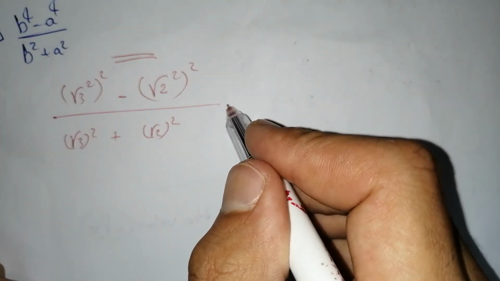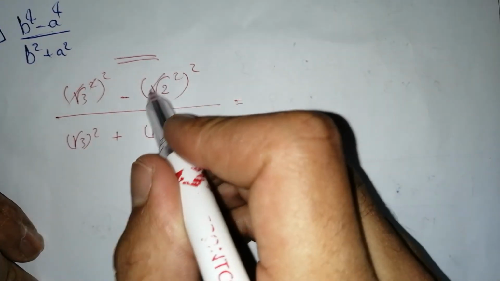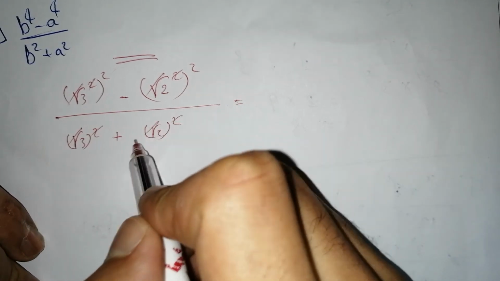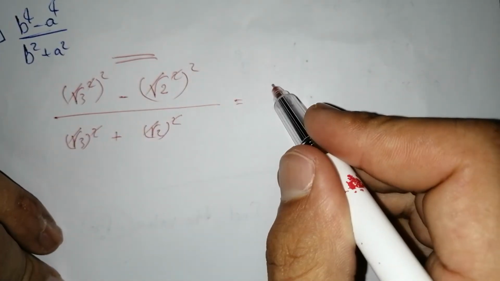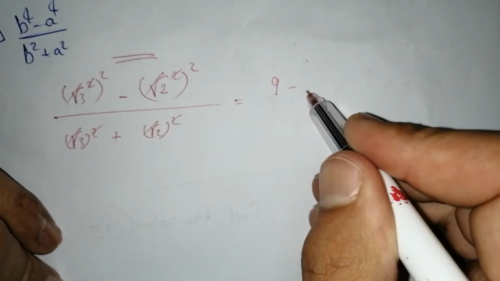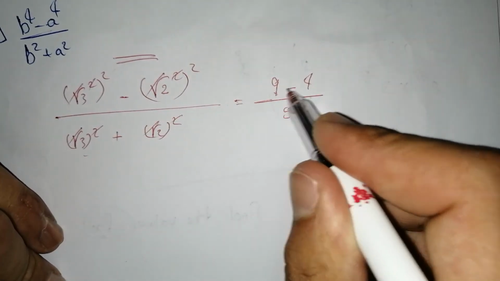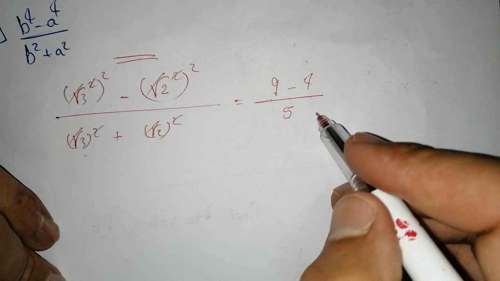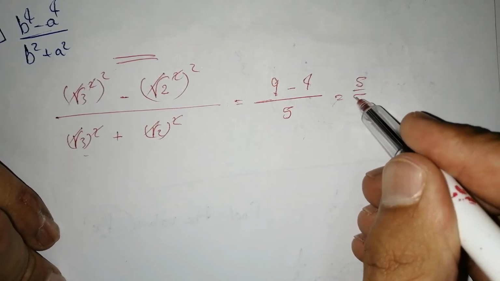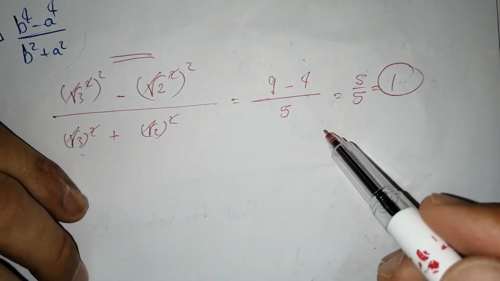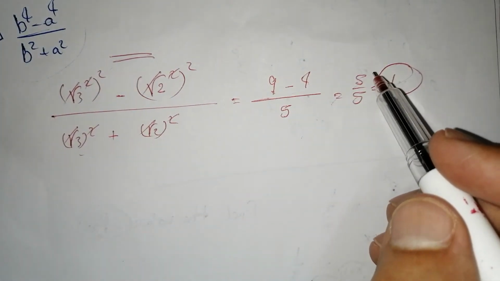denominator. So we have root 2 can be cancelled with the squaring power, and root 2 can be cancelled with power 2, and then we have 3 power 2 which is equal 9 minus 2 power 2 which is equal 4, and then we have 3 plus 2 which is equal 5. 9 minus 4 equal what? Yes, equal 5. 5 over 5 which is equal 1. So the value of this expression equal 1, or the value of this fraction equal 1.